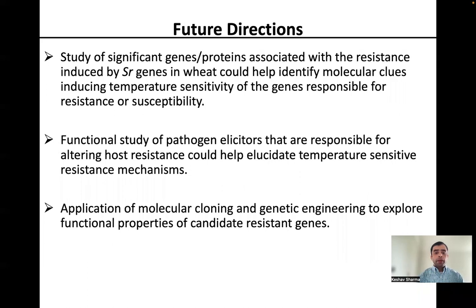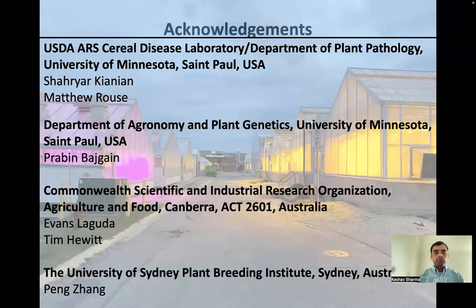Functional study of pathogenic elicitors that are responsible for altering host resistance could help elucidate the temperature-sensitive resistance mechanisms. Also, the application of molecular cloning and genetic engineering to explore functional properties of candidate resistance genes.